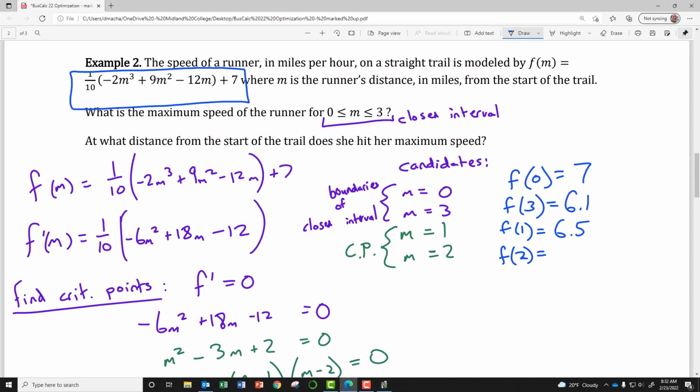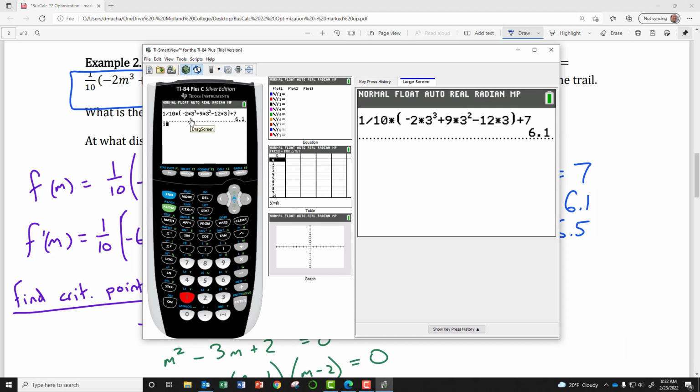And then when I evaluate this same function at 2, I should end up with 1/10 times -2 times 2 cubed plus 9 times 2 squared minus 12 times 3, close parentheses, plus 7. Oh, that shouldn't be 12 times 3, that should be 12 times 2. Oops. I wish I knew how to copy and paste, but I don't. So here we go. Gonna have to type it in all over again.